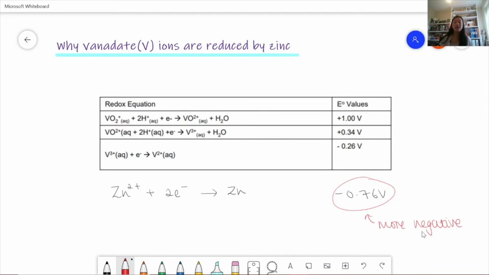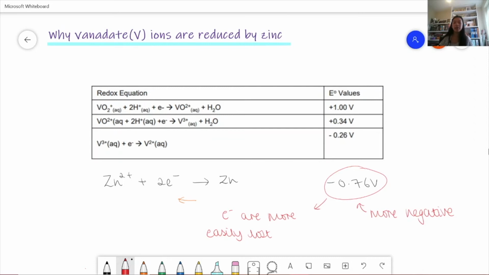And so electrons will always flow from this half cell to the other half cell, if you remember back to your electrode potentials, because this more easily loses the electrons. So we have that electrons are more easily lost, and so electrons travel from this zinc to the vanadium species.